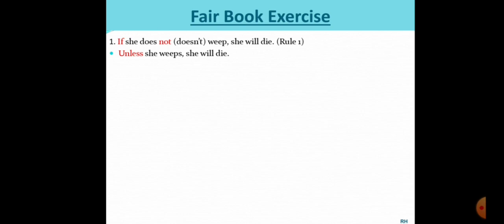Okay, great. Let's look at the next one. If you respect others, you will get respect in return. Now only "if" is used.